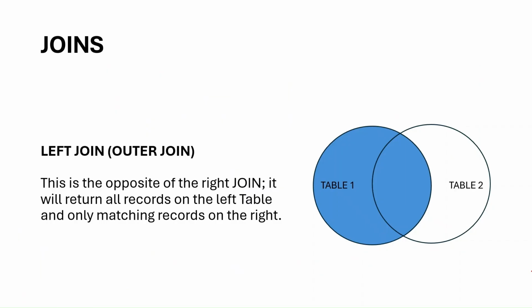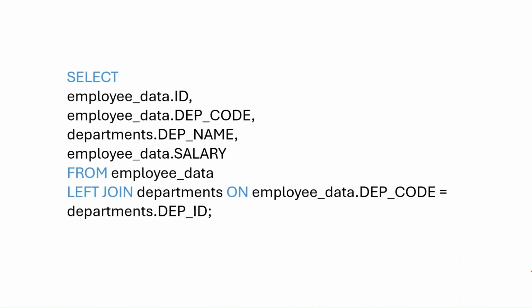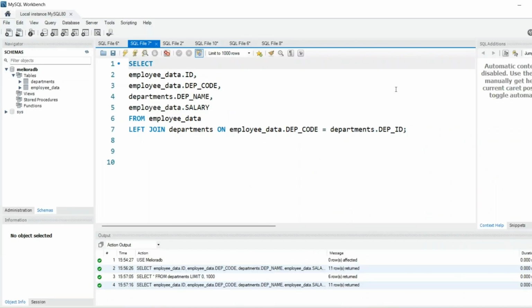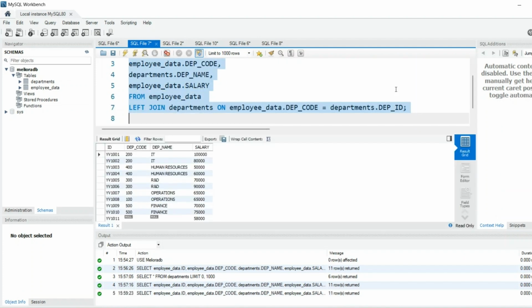Okay, now let's go on to the left join, which is also the other type of outer join. So this is exactly the opposite of the right join that we just saw. So it will return all records from the left table and only matching records from the right. Now just remember the left and right tables. And in this situation, instead of inner and right, we're going to use left join in the query. Okay, so here we are back in MySQL, and we're just going to go ahead and run the query now with the left join.